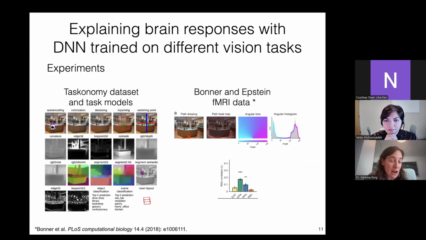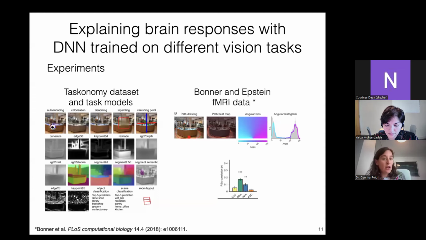So for this, what we need, of course, is a set of models that have been trained with the same data set, that have the same architecture, and the only variable that changes is the task they have been trained on, because then we can take into account this variable and validate that the function is actually the factor that leads to a better explanation of the brain data.